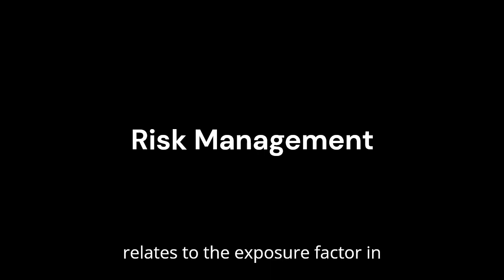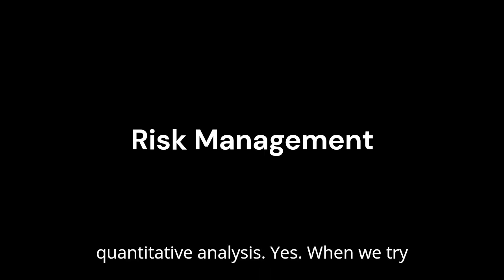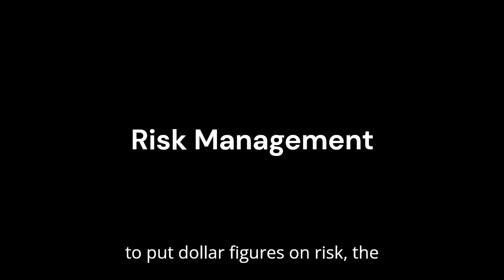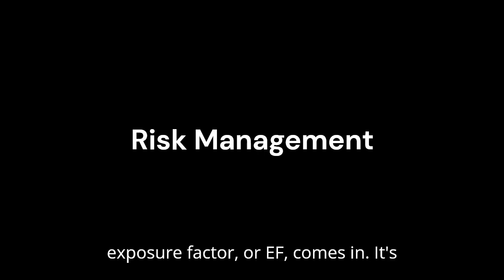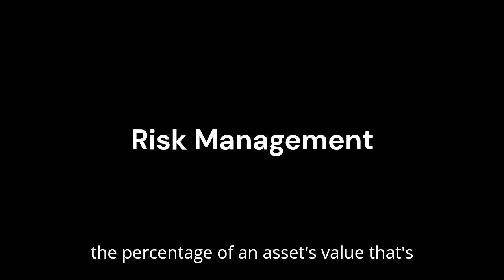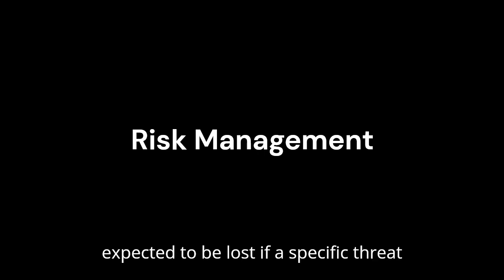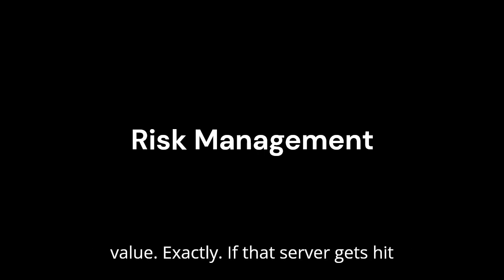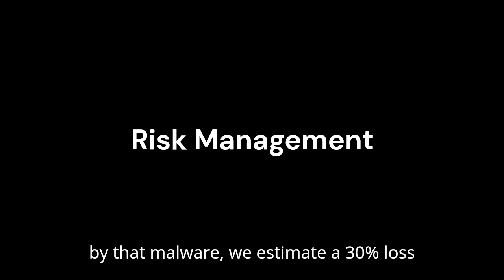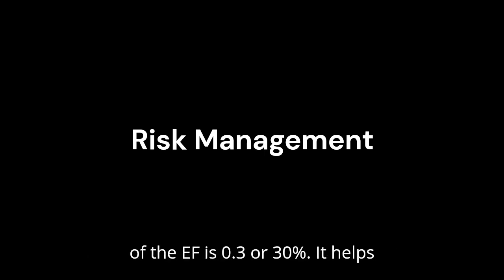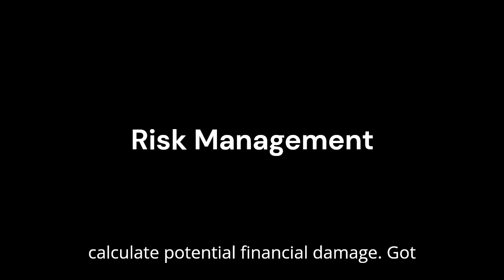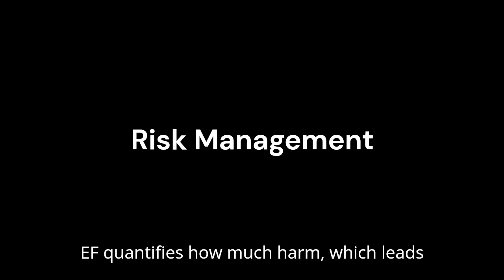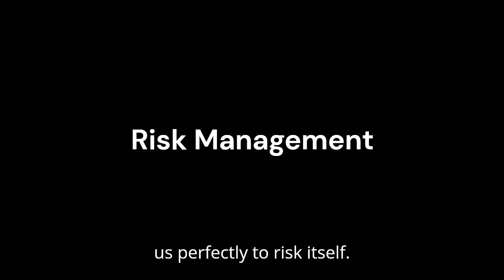And you mentioned it relates to the exposure factor in quantitative analysis. Yes. When we try to put dollar figures on risk, the exposure factor, or EF, comes in. It's the percentage of an asset's value that's expected to be lost if a specific threat hits a specific vulnerability. A percentage loss, like 30% of the server's value. Exactly. If that server gets hit by that malware, we estimate a 30% loss, so the EF is 0.3 or 30%. It helps calculate potential financial damage. Got it. Exposure is being open to harm. EF quantifies how much harm, which leads us perfectly to risk itself.